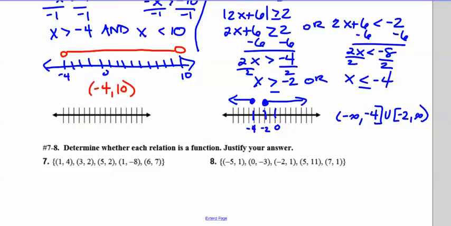In 7 and 8, determine whether each relation is a function and justify your answer. So what we're doing is we're looking at the set of inputs, 1, 3, 5, 1, 6. If an input is repeated, you need to check and see, does it have the same output? So the 1 has an output of 4, and over here it has an output of negative 8. So if 1 has two different outputs, 4 and negative 8, then this relation is not a function.